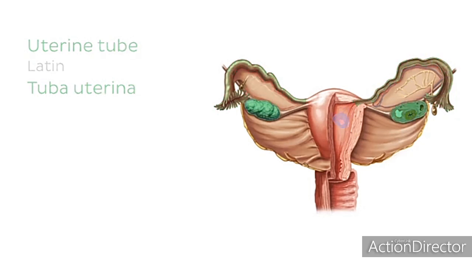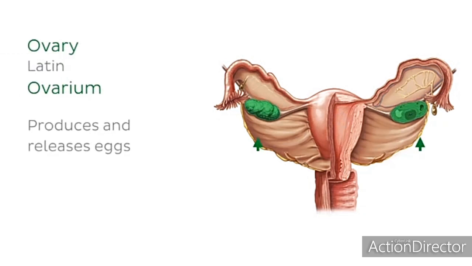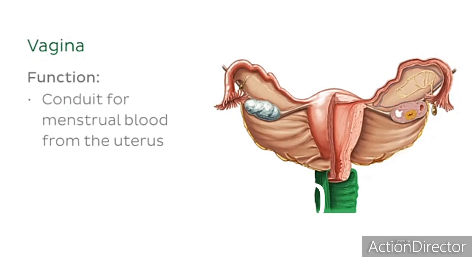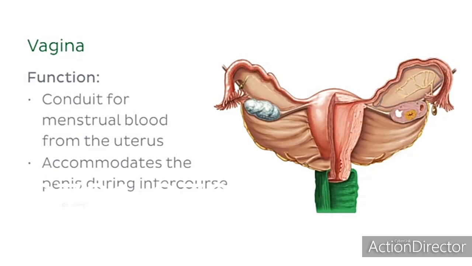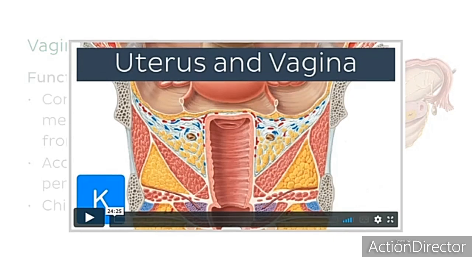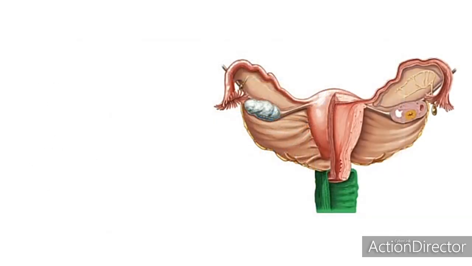We have 2 uterine tubes, along which eggs travel from the ovaries to the uterus. Okay, let's move on to look at the ovary, which produces and releases eggs. As you can see, you also have 2 ovaries. I mentioned earlier that the uterus is connected to the vagina inferiorly. The vagina serves as a conduit for menstrual blood from the uterus, accommodates the penis during intercourse, and during childbirth, the baby passes through the vagina to reach the external environment. As you can see, this was a very brief overview of associated structures. But if you're keen for more, then visit our website for more in-depth tutorials on these topics.